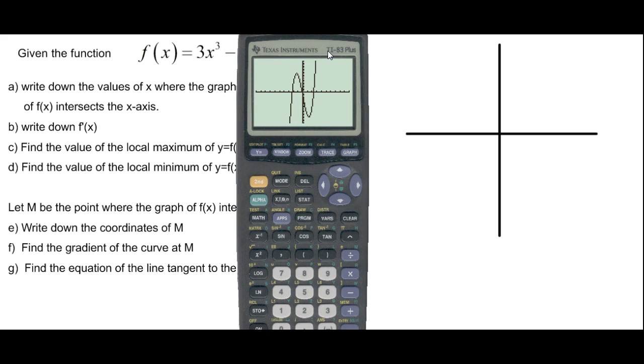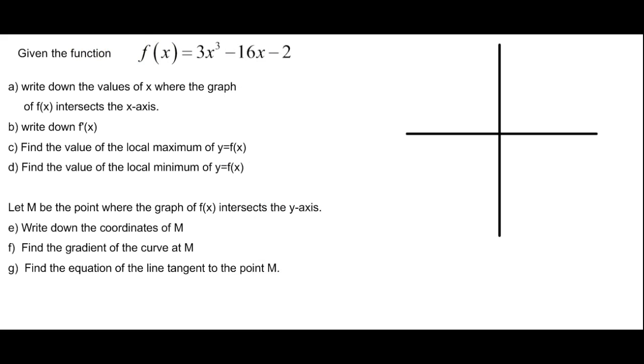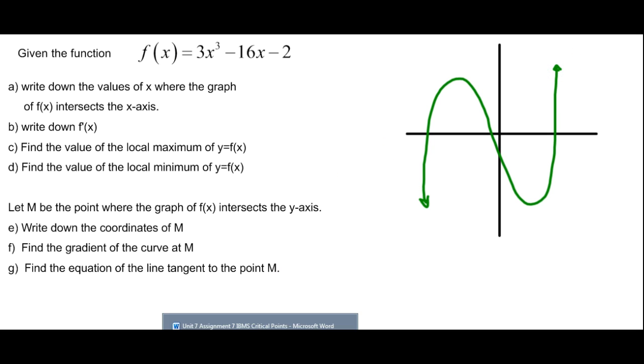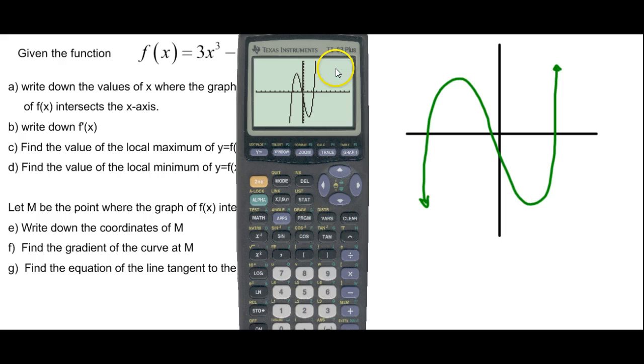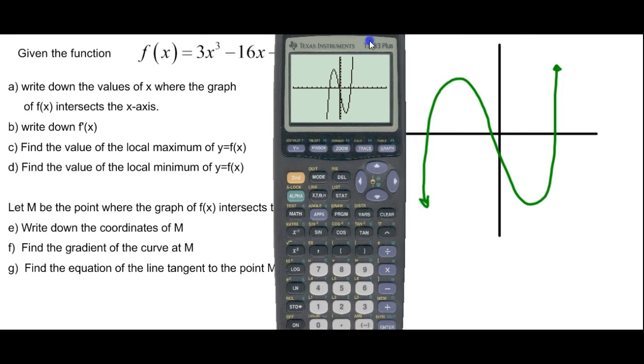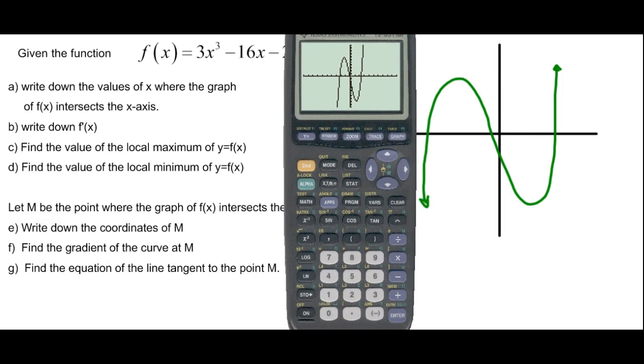I'm just going to do a little rough sketch. It's going to look something like, let's go green. Something like that. All right, not the perfect graph, but something like that. Let's look at that. Yeah, not too bad. All right, so we have that. What we want to find out right now is write down the values of x where the graph of f of x intersects the x-axis.